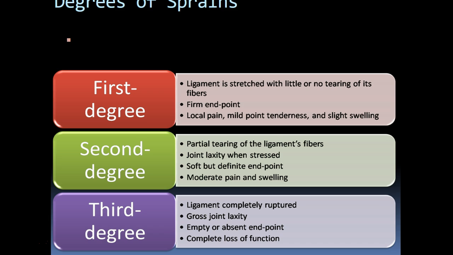And then last but not least would be a third-degree sprain. And this is when the ligament, or ligaments plural, is completely ruptured. So you're going to have a massive gross laxity at that particular joint. And this is a joint that you don't want to put into play, or you don't want them to be active on it, because ultimately you could actually create more gross joint laxity and instability.